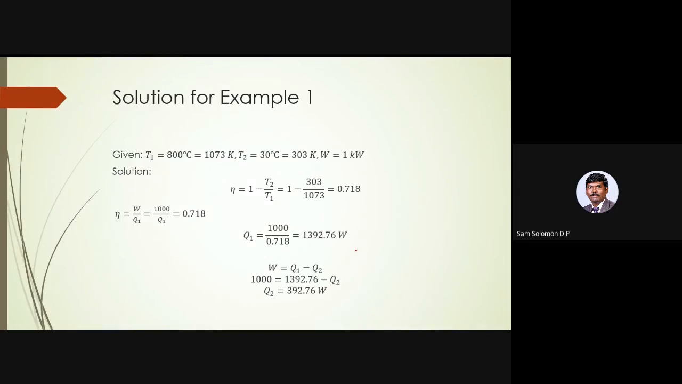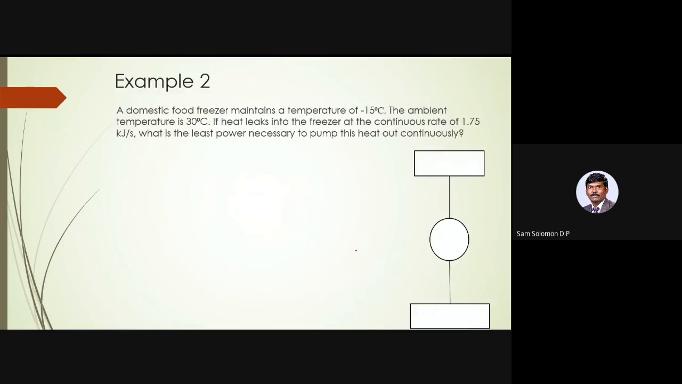Okay, let's move on to the next problem. Here I have a domestic food freezer which maintains a temperature of minus 15 degrees centigrade. The ambient temperature is 30. If heat leaks into the freezer at a continuous rate of 1.75 kilojoule per second, what is the least power necessary to pump this heat out continuously?